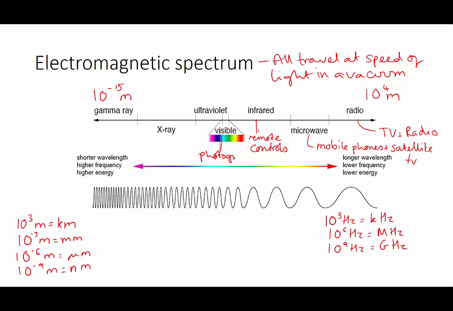So there might be questions asking you for uses, and those are the ones that will be on the mark scheme. Those are what's in the specification. You won't be asked for uses of gamma rays, X-rays and ultraviolet.